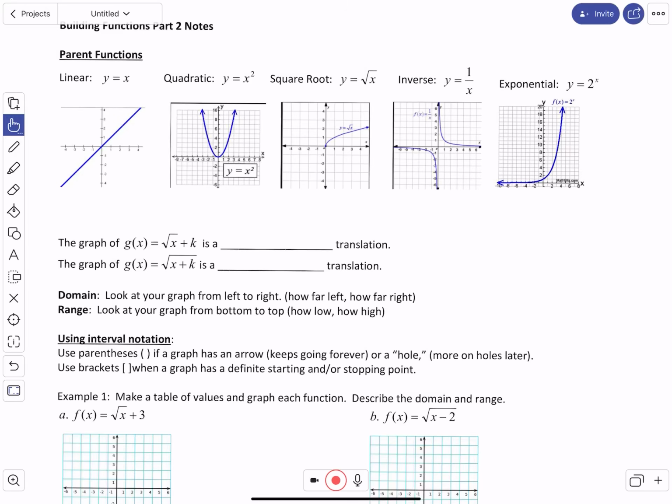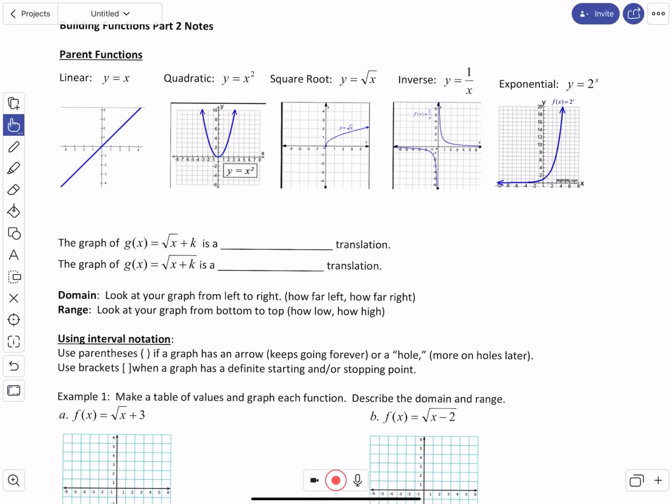Building functions part 2. We've already talked about our parent functions, and we're still going to continue working with these, and you need to make sure that you know what your parent functions are. So linear, y equals x, is your straight line that goes through the origin. Quadratic is your parabola. It can look like a smiley face or a frowny face. That's y equals x squared. Your square root graph starts at the origin. Your inverse graph, y equals 1 over x, and your exponential graph.